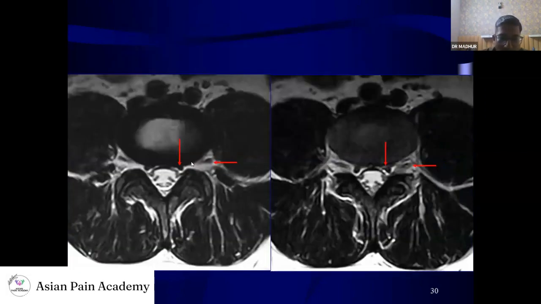Here we can see both the roots. Through the neural foramina, we can see the exiting nerve root. And here, outside the thecal sac within the spinal canal, we can see the traversing nerve root. The traversing nerve roots are exactly located at the level of the lateral recess, which we have just discussed.